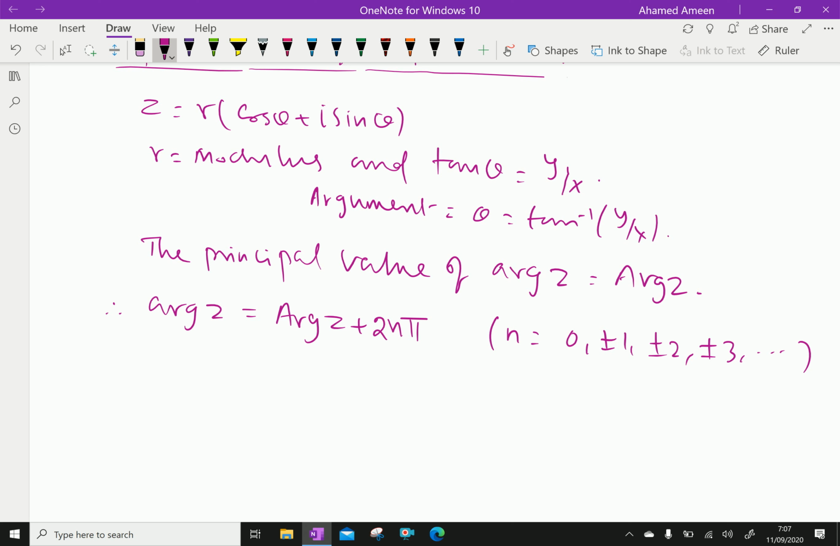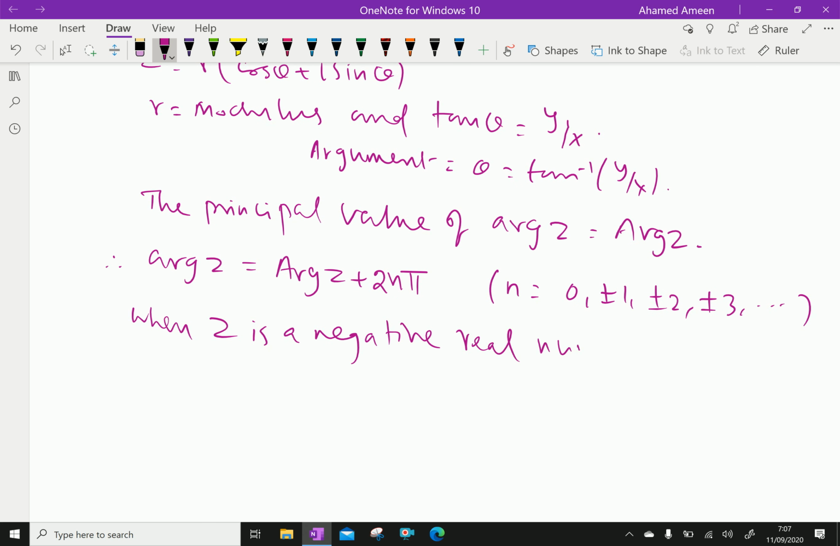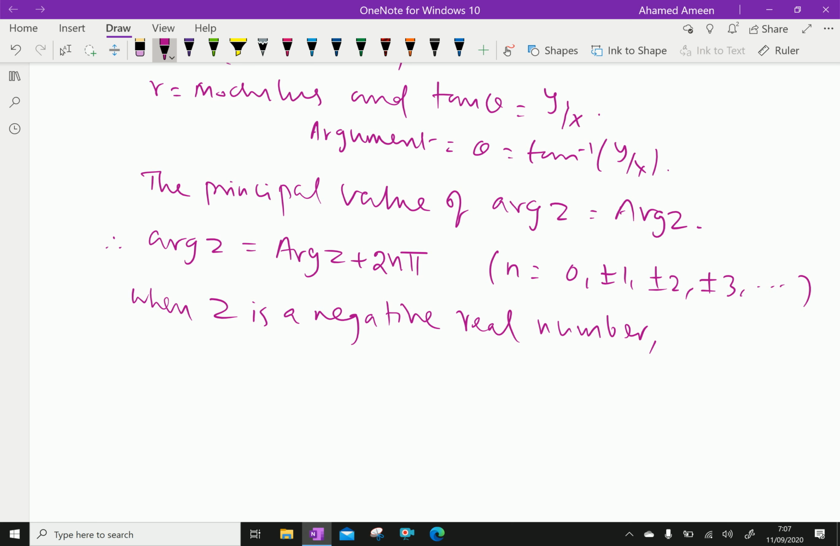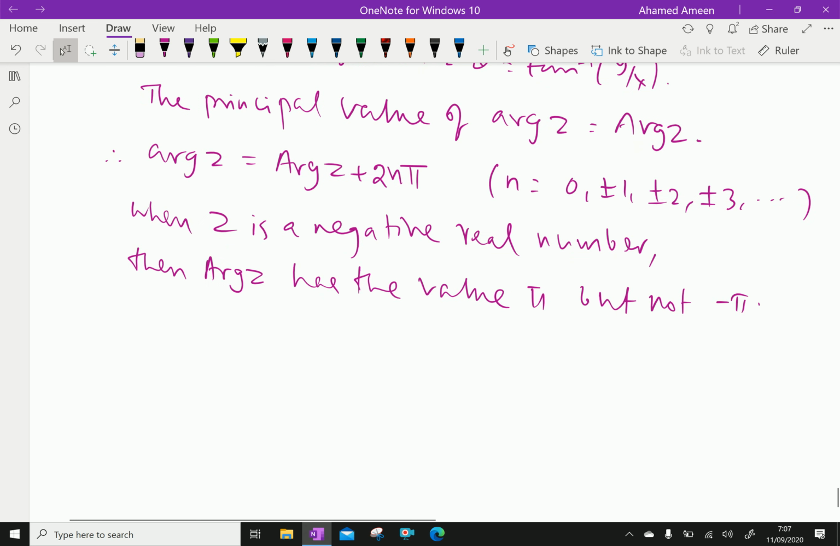Also, when z is a negative real number, then the principal value of the argument arg z has the value pi, but not minus pi.